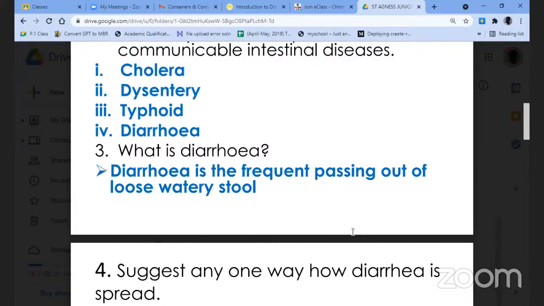Already we know the meaning of diarrhea. We have even looked at how we can control it. So how is it spread? They are just asking for one way. Let's try to get some answers from you here. Here, spread means how it is spread from an infected person to a healthy person. Now, most of you, when you are giving this one, you give how they are caused. And someone said it is spread by germs. What does that mean?